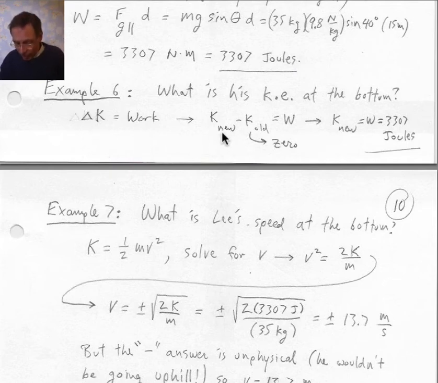So we have the new kinetic energy minus the old, right? That's a change. And at the top, he was not moving, so he had zero kinetic energy. And so we have that the new kinetic energy minus zero, it's just the new kinetic energy will be equal to the work. But we figured out what the work is. We know that it was 3,307 joules. And so now we know that he's going to have 3,307 joules of kinetic energy.